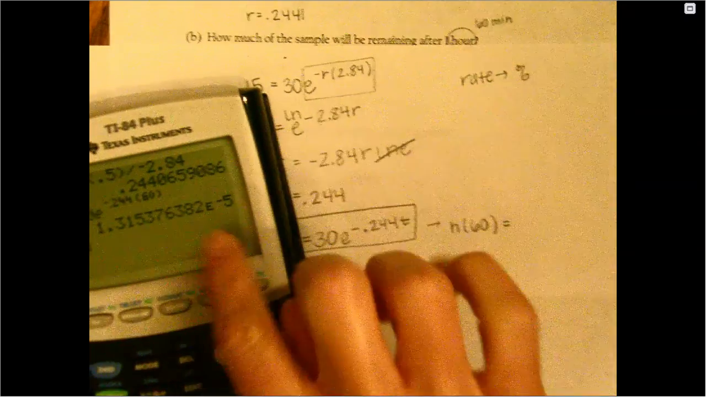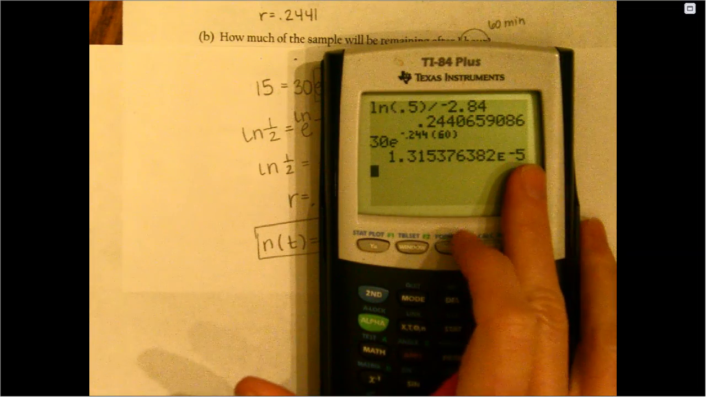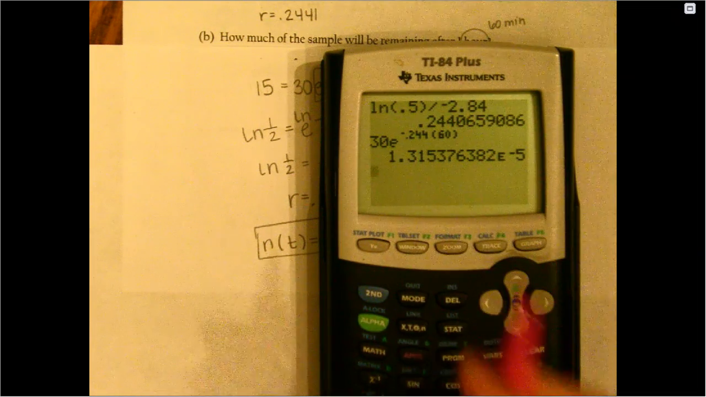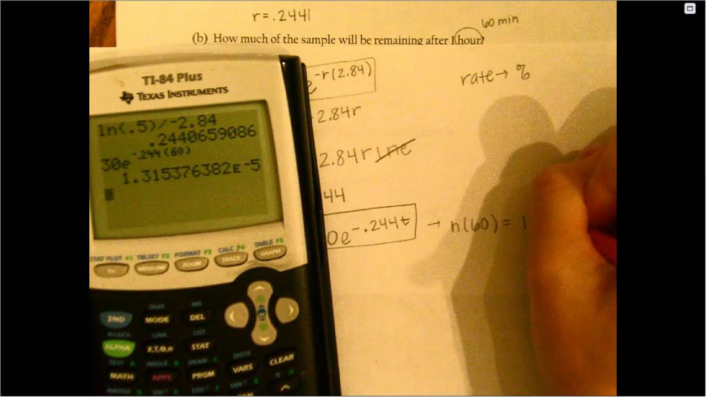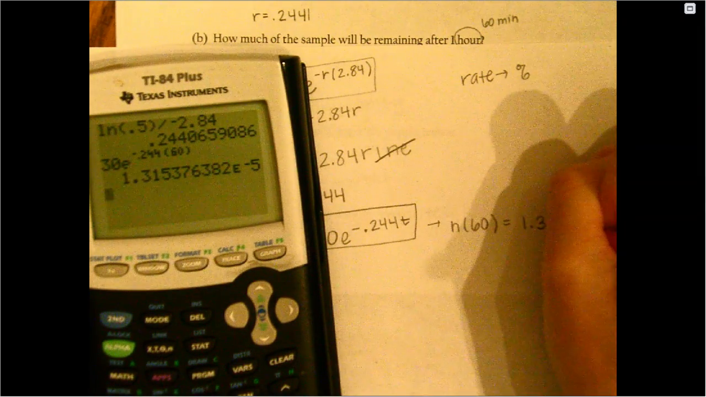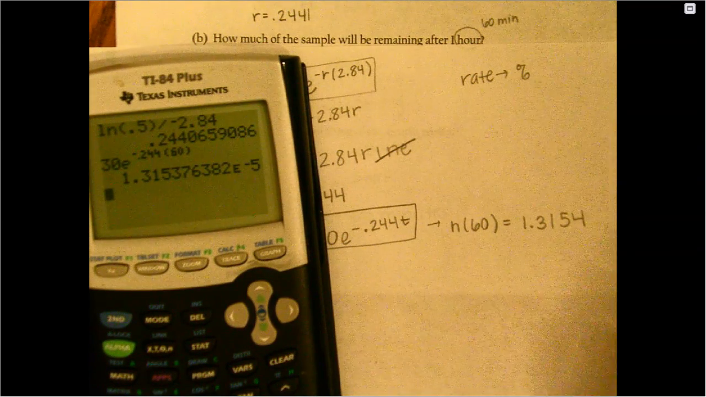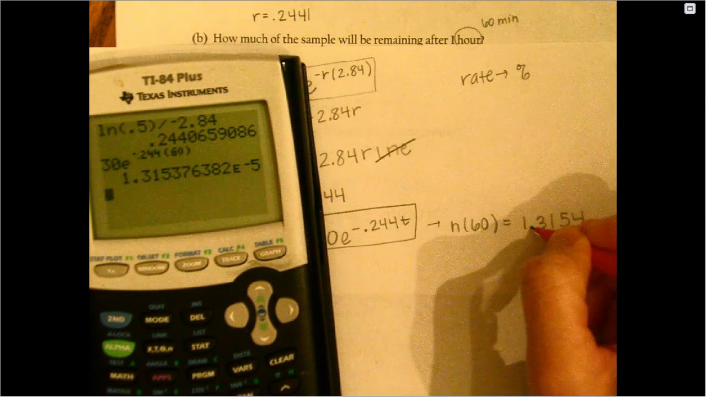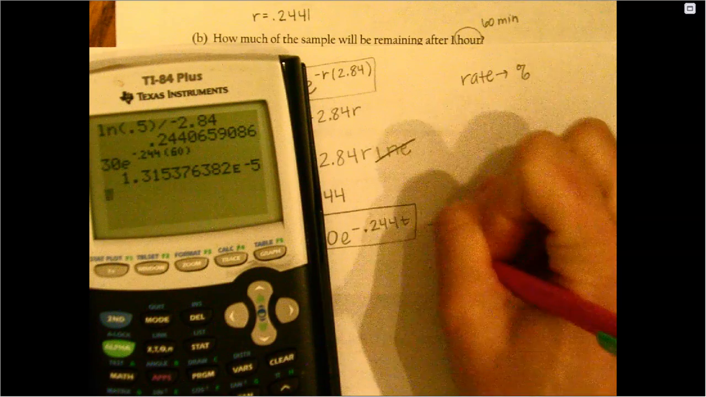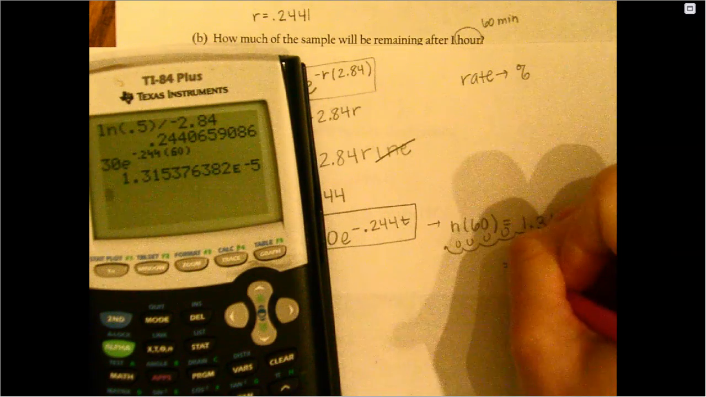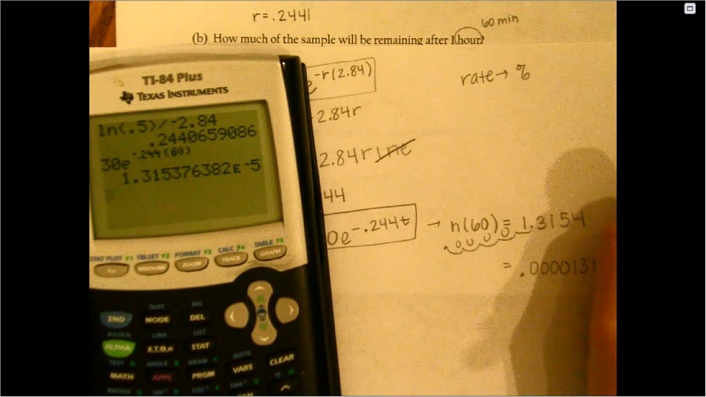Anytime you see that E followed by a number, that means 10 to the negative fifth in this case. So I'm going to write this a little bit longer, 1.3154, and move my decimal over 5 times. So 1, 2, 3, 4, 5. And then I'll clean that up a little bit. So 1, 2, 3, 4 zeros, and then 13154.